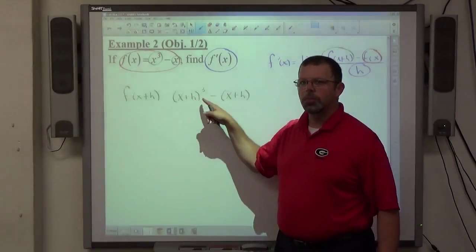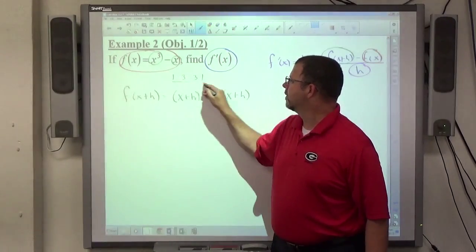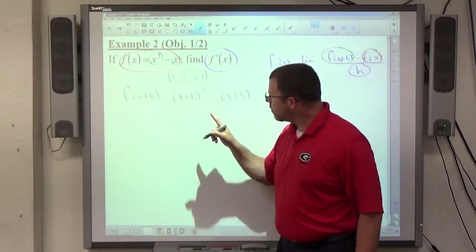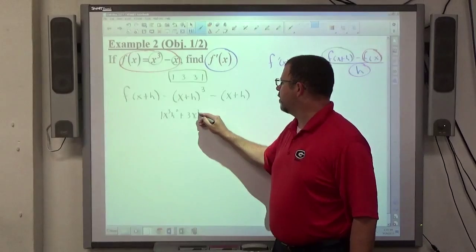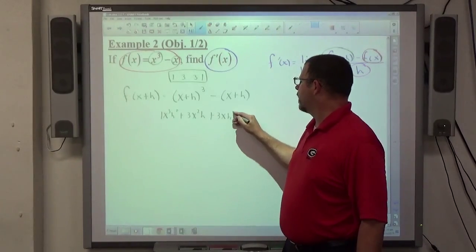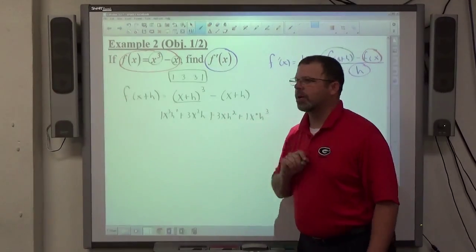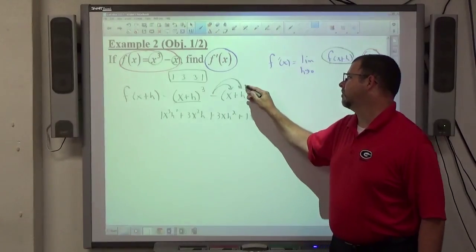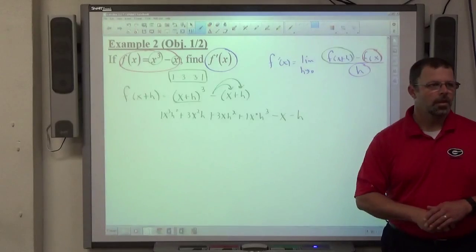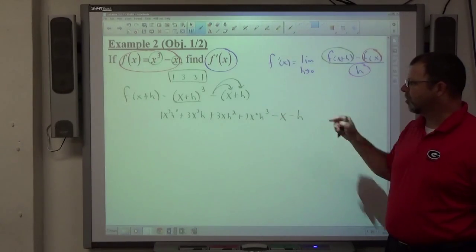We have a binomial cubed. Pascal's triangle numbers for a cube are 1, 3, 3, 1. So, 1 x cubed h to the 0 plus 3x squared h to the first plus 3xh squared plus 1 x to the 0 h cubed. That's what that part is. I've got minus x plus h, that's going to be minus x and minus h. Be careful that if there's subtraction in a problem, there's always a distributive property happening there. Make sure the subtraction distributes.